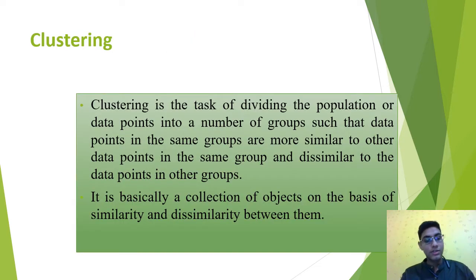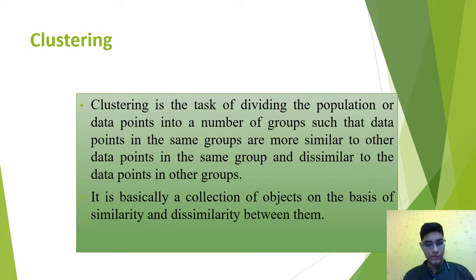So in the unsupervised discrete category comes clustering. Now what is clustering? Clustering is the task of dividing the population or data points into a number of groups such that data points in the same group are more similar to the other data points in the same group and dissimilar to the data points in other groups. So I know you did not understand this. Basically it is a collection of objects on the basis of similarity and dissimilarity between them. I know this is easy, that's why I will tell you to learn this line, that it is basically a collection of objects on the basis of similarity and dissimilarity between them.